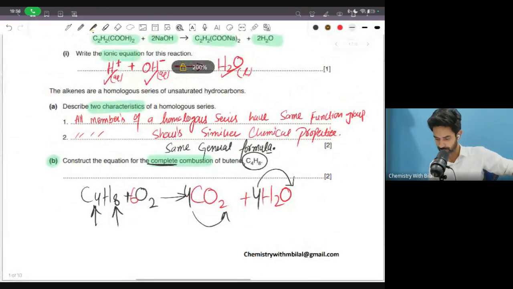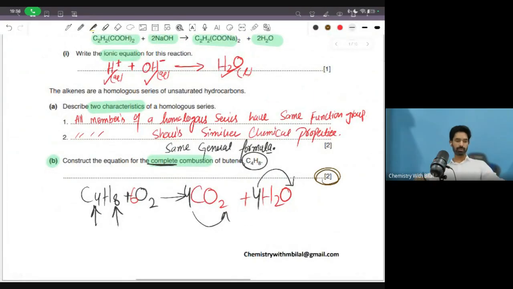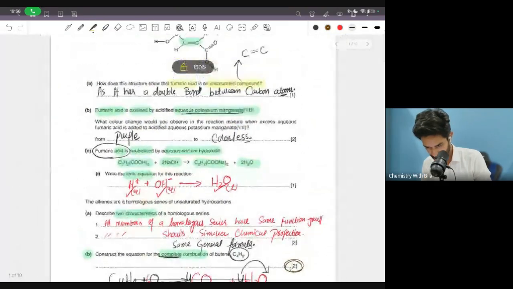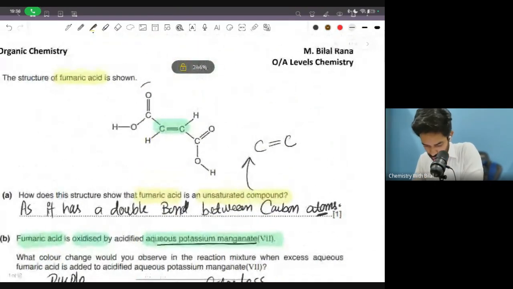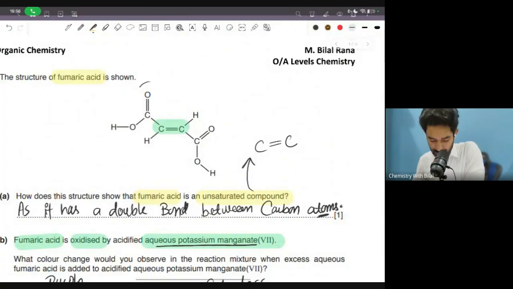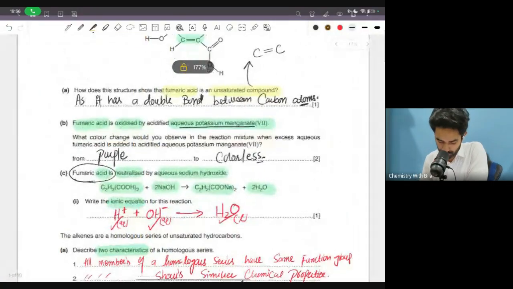So complete combustion for 2 marks. It produces carbon dioxide and water. Carbon dioxide and water. सबने लिख लिया भाई? Please check the whole page. First, it was about unsaturation. It is unsaturated because of the presence of double bond between carbon atoms.